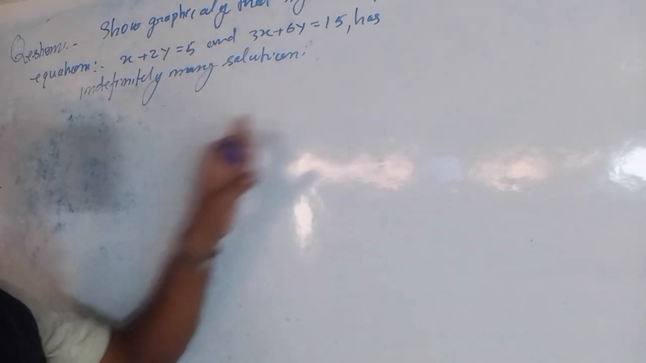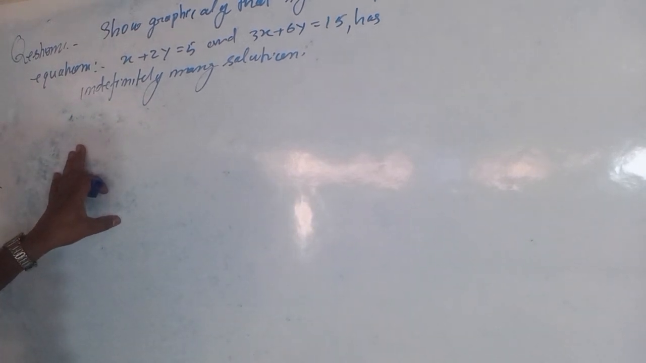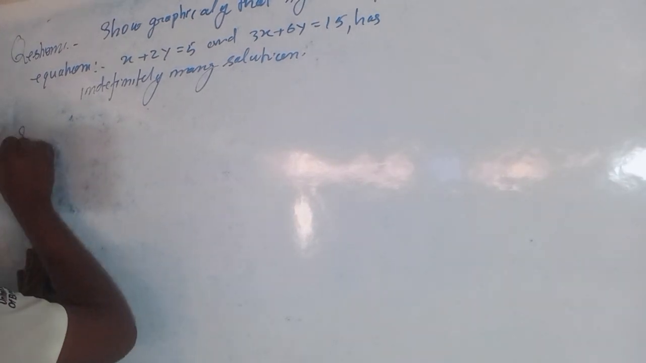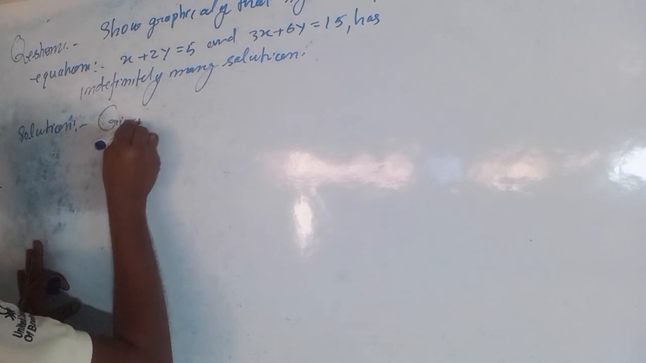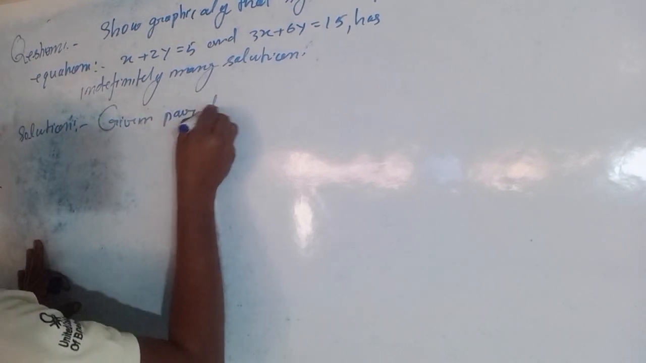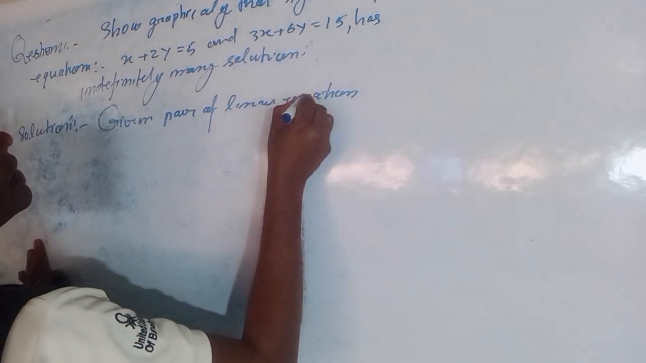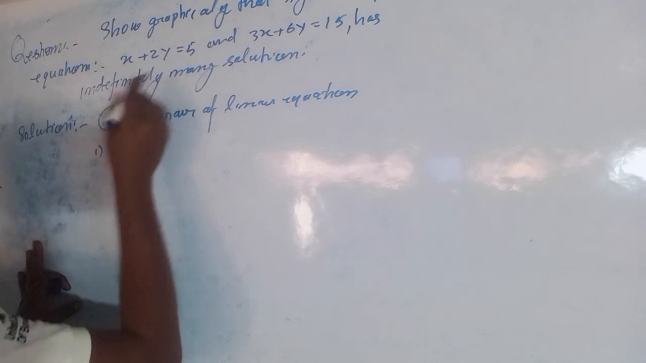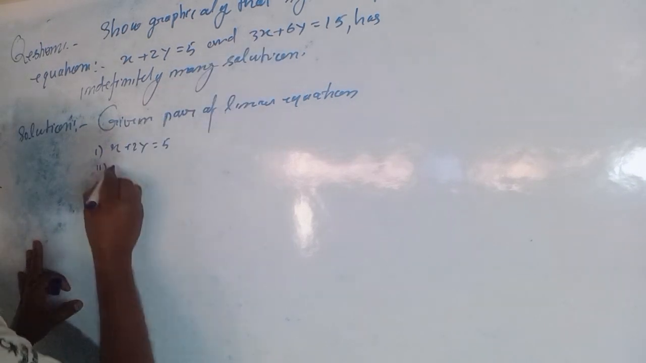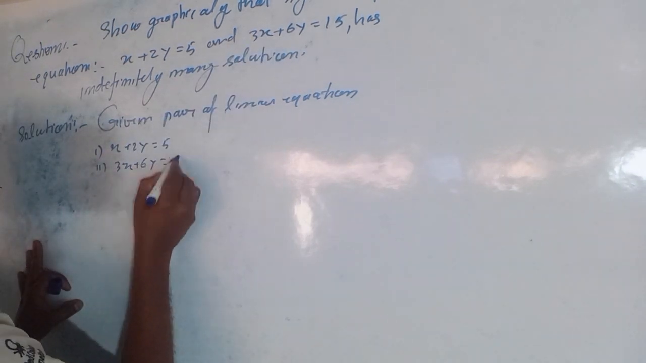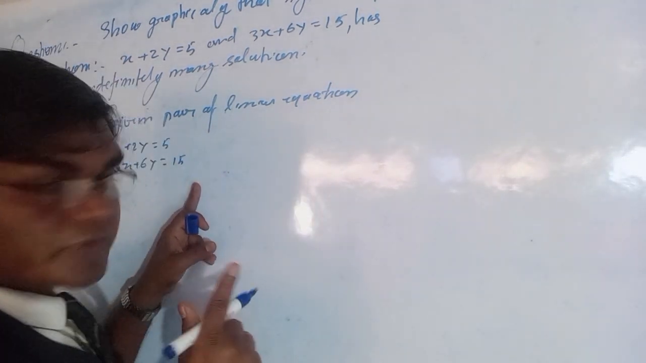So the system has many solutions. First, let's start. How will we solve this? Given the pair of linear equations, we write the solution here. The first equation is x plus 2y is equal to 5. The second is 3x plus 6y is equal to 15. Both equations are given here. Got it? So both equations we will write here.